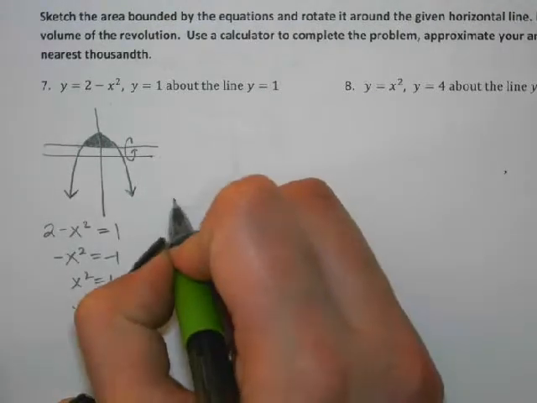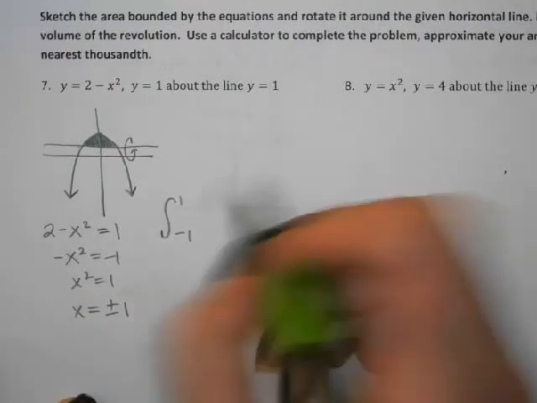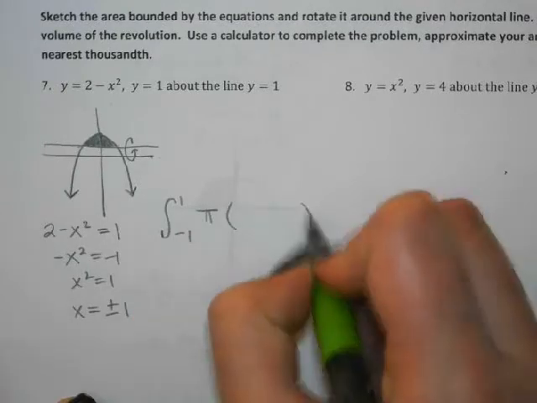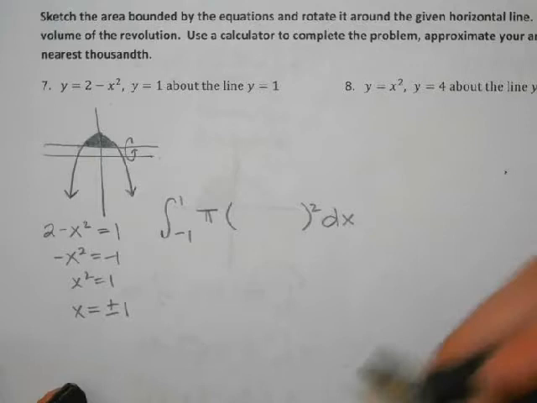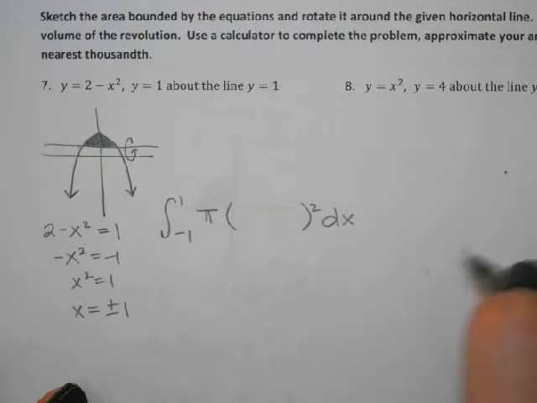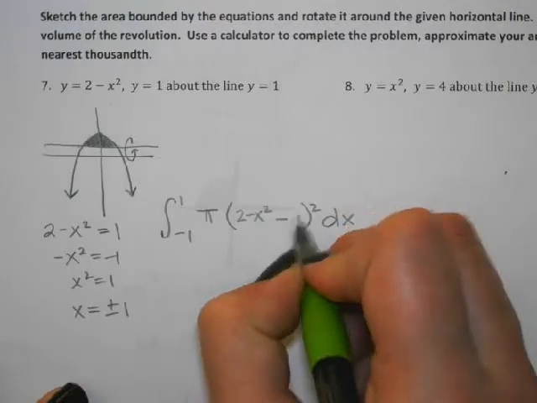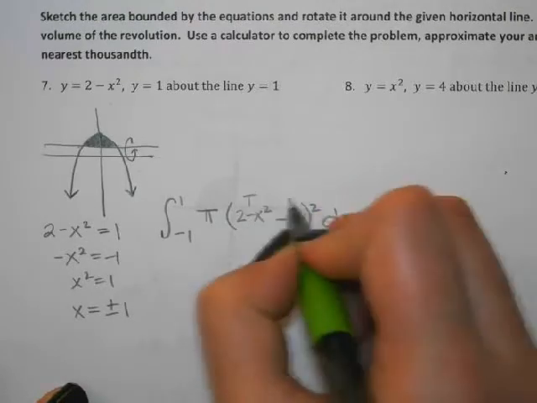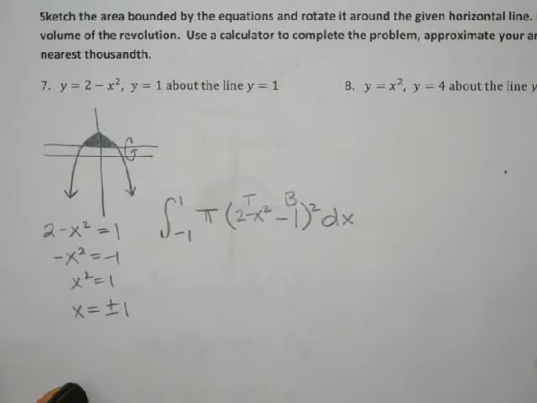All right, so we have the interval from negative 1 to positive 1 of pi r squared dx, and we have to do top minus bottom, and this time the bottom is not 0. This time the bottom is what? 1. So we're going to say 2 minus x squared minus 1. This is our top, this is our bottom. Top minus bottom. Okay? All right, that's ready to plug in. Go ahead and do that one.